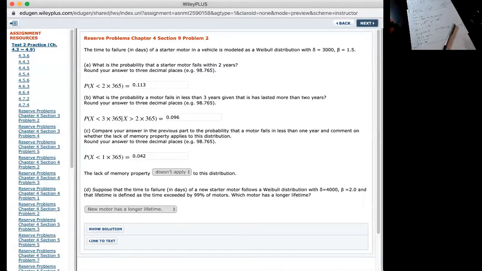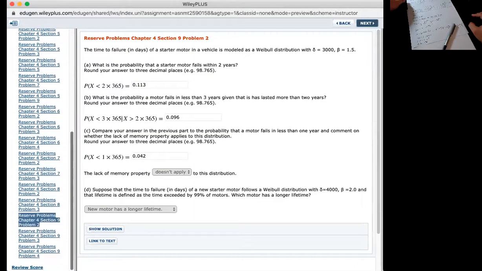Okay, so in this video, I'm going to continue to go over practice problems. I'm going to solve 3 problems in the practice problem set for test 2, and then these 3 problems from chapter 4.9. Okay, so the first one is, you can see that here. We're going to see problem number 2 in chapter 4.9.